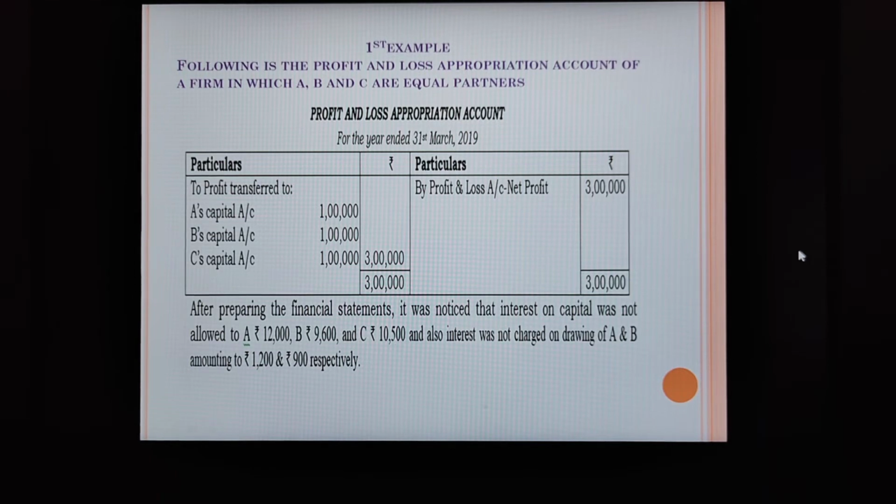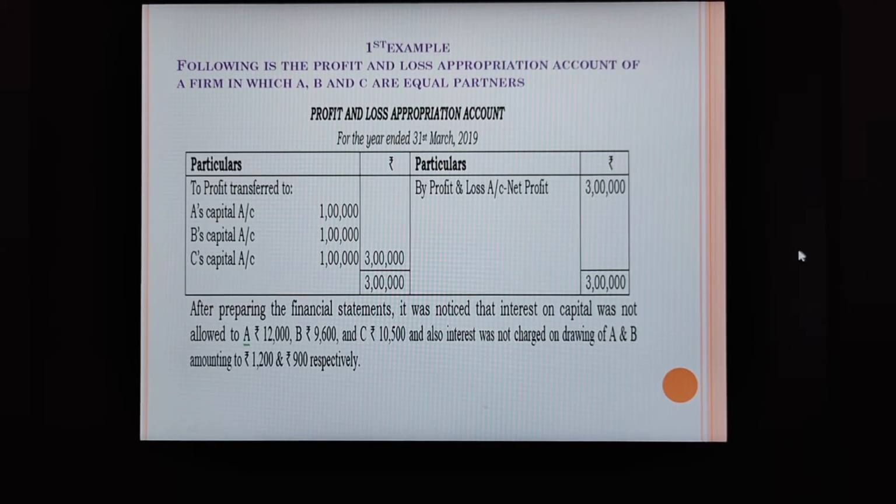After preparing this profit and loss appropriation account, it was noticed that interest on capital was not charged. Interest on capital was not charged: A rupees 12,000, B 9,600 and C 10,500. This amount is to be charged as interest on capital.